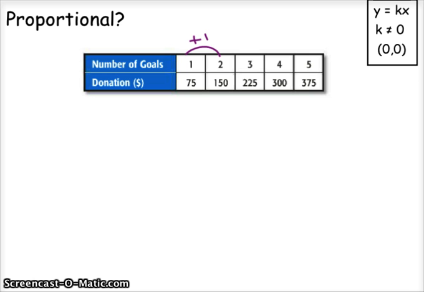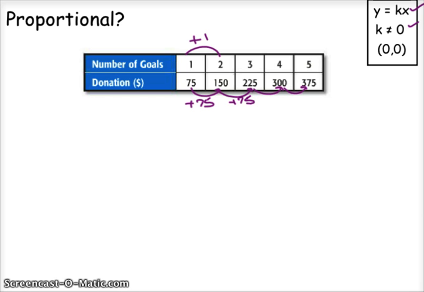On the bottom, from 75 to 150, we are adding 75. From 150 to 225, we're adding 75. And so on each time. We are adding 75. So we have a constant, so that checks out. Our constant's adding 75 each time, so our constant's not 0.